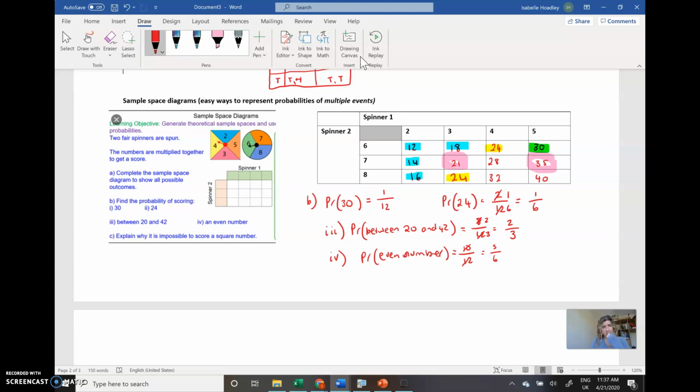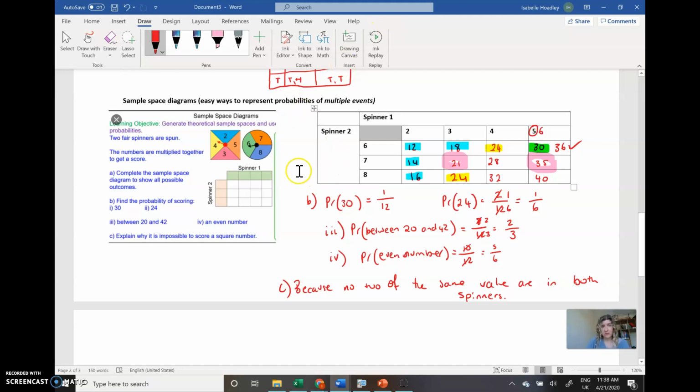And then C, explain why it is impossible to score a square number. So why is it impossible to score a square number? It's because there's no doubling up of values, because no two of the same value are in both spinners. Okay, so if we were going to get a square number, if we had a 6 instead of a 5 there, that would be 36, and then we would have a square number. But because you have no two of the same values when you multiply them together, there's no square numbers.